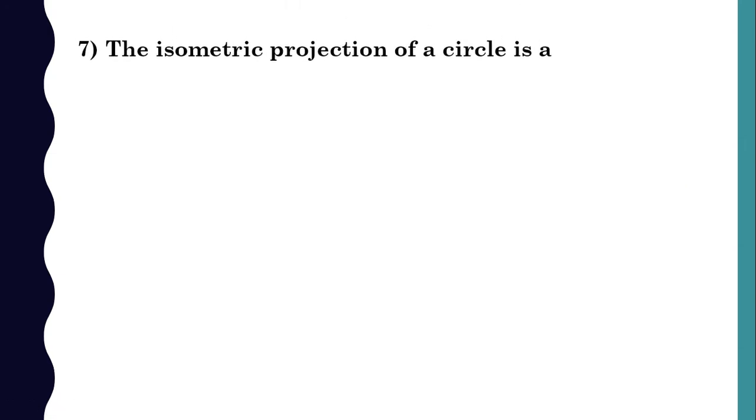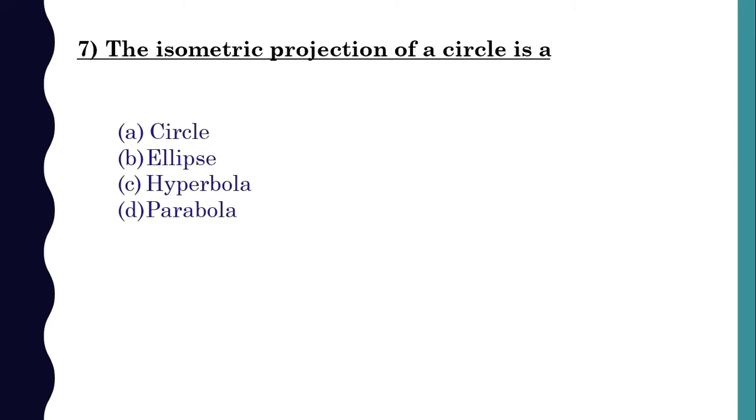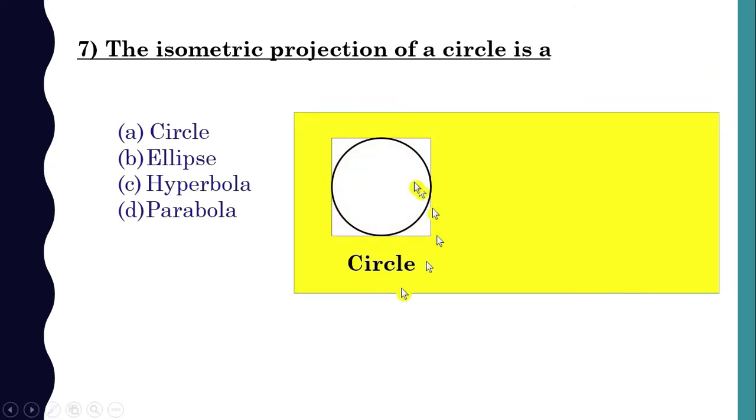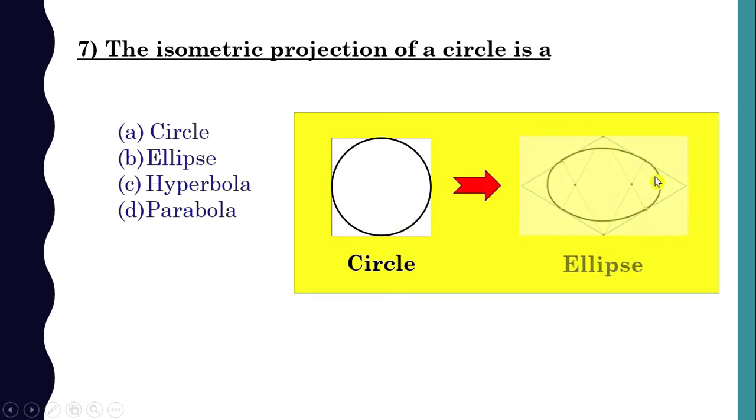Question number 7. The isometric projection of a circle is: option A circle, B ellipse, C hyperbola, D parabola. So if we draw the isometric projection of a circle, it will look like a circle, ellipse, hyperbola or parabola. Normally if we draw the isometric view of a circle, it will look like an ellipse. So option B is correct.